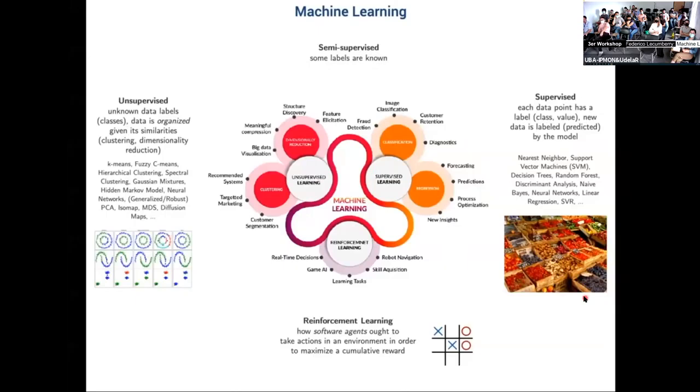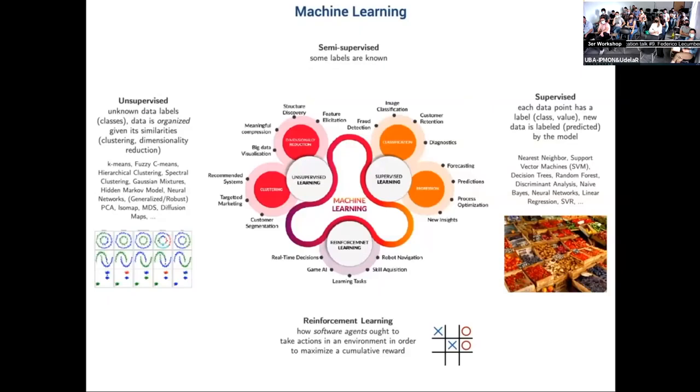A second group of methods are the unsupervised ones, where no labels are known for the data points. In this case, the data is organized in groups or clusters given their similarities. Typical applications are high-dimensional data visualization or recommendation systems, such as the ones used by the online music or video platforms. In the middle of these two methods are the semi-supervised ones, where some data points have labels and some points not.